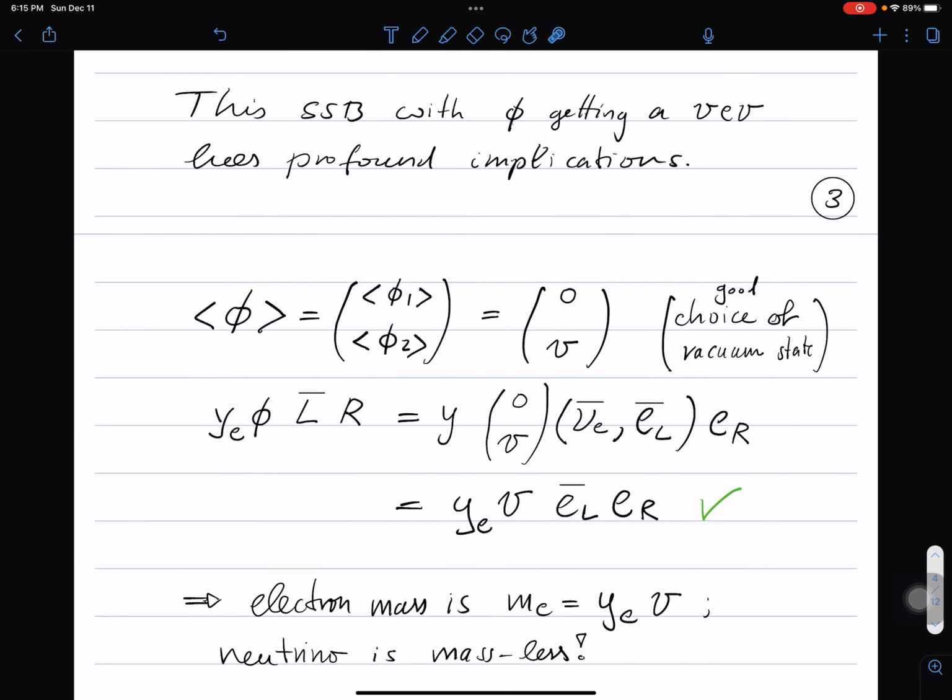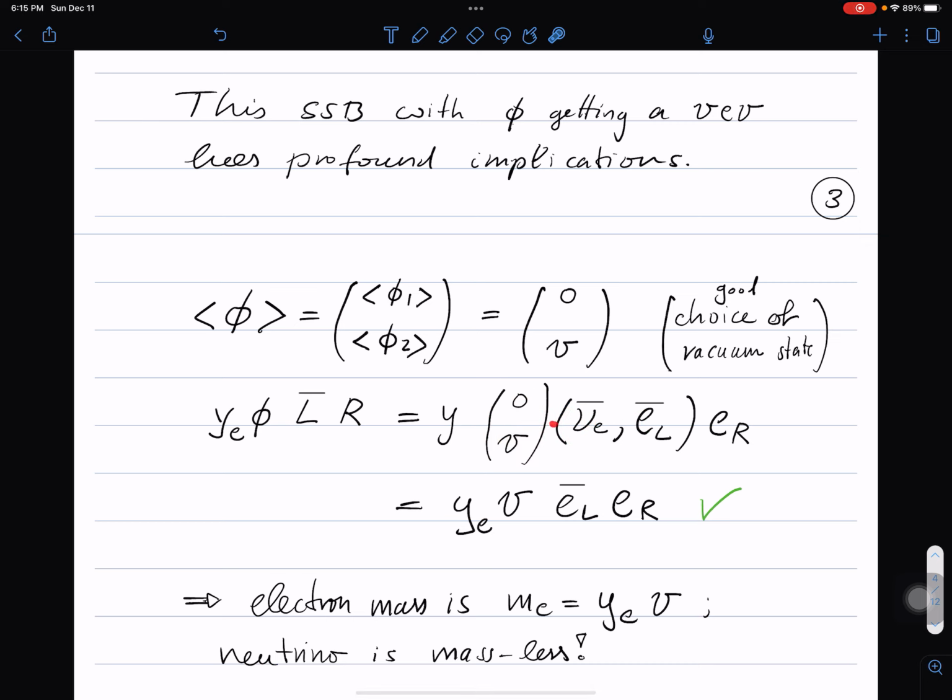Now, if you look at this field and its components, we have two components, and now let's make a choice for this vacuum state. The first component is 0, and the second component contains the VEV V. Now, if we combine it with the left-handed doublet and the right-handed singlet, you can write phi also in components, basically as a vector 0, V, and here we have neutrinos and electrons.